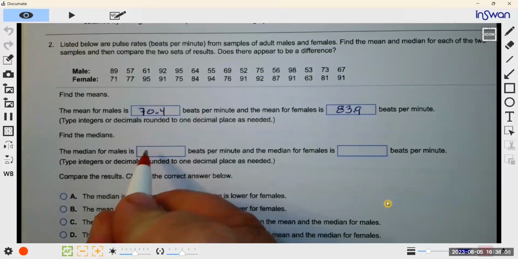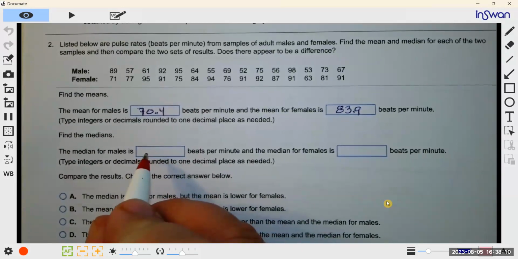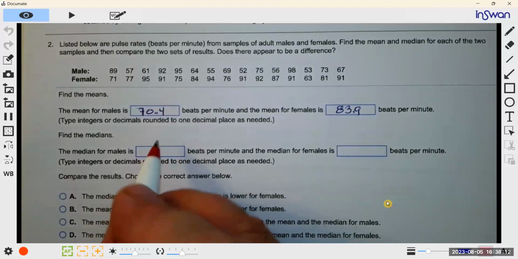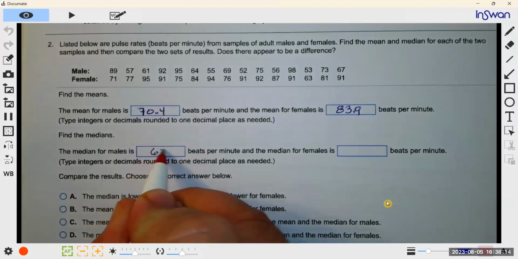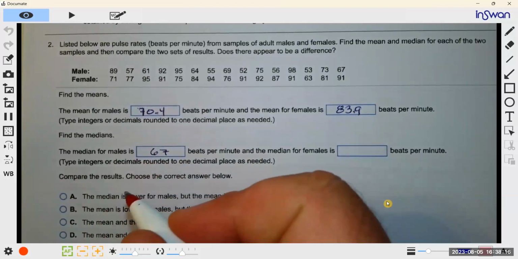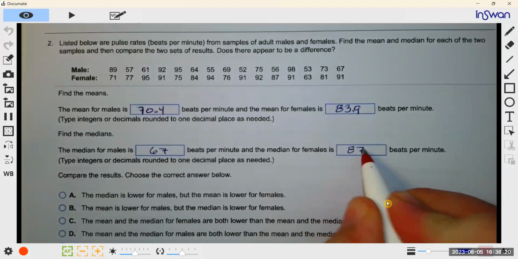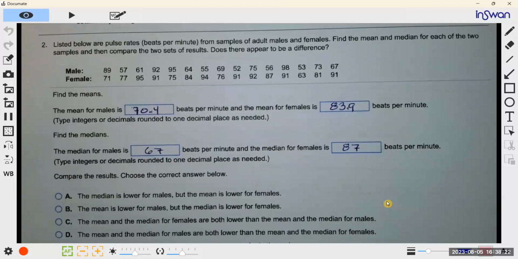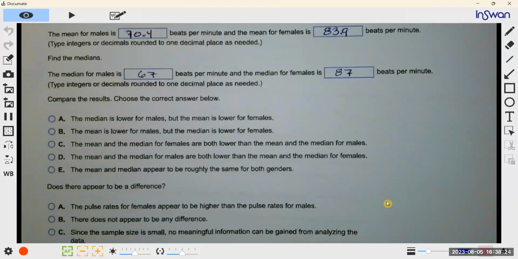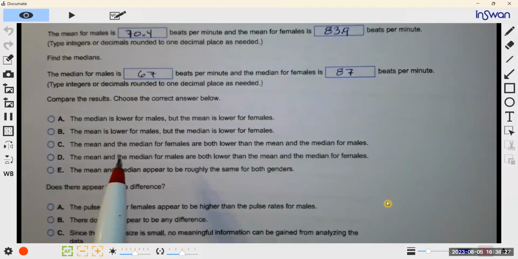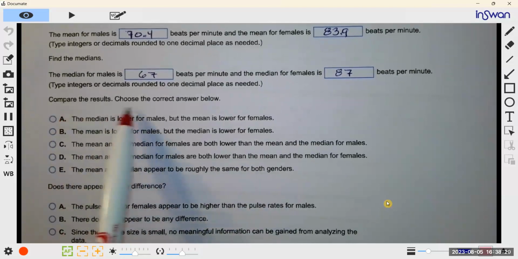The median for the males was 67, and the median for the females was 87. All right. Now compare the results.